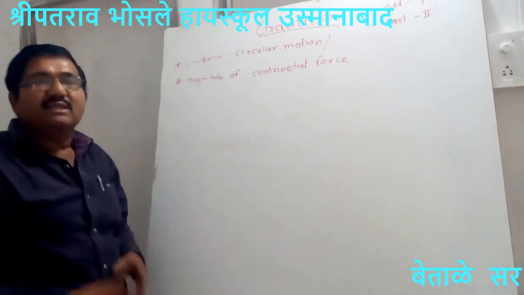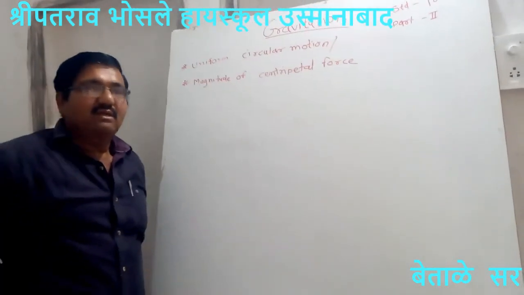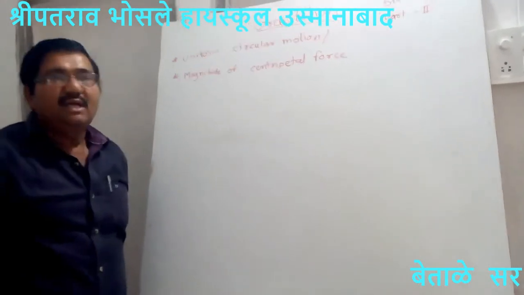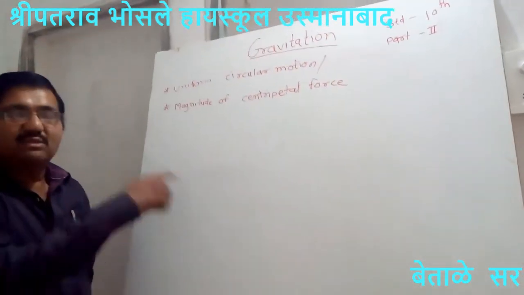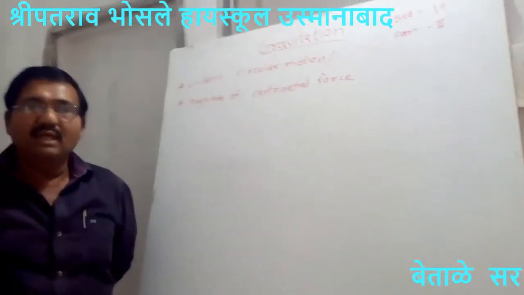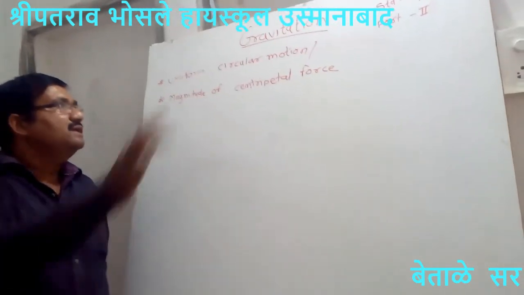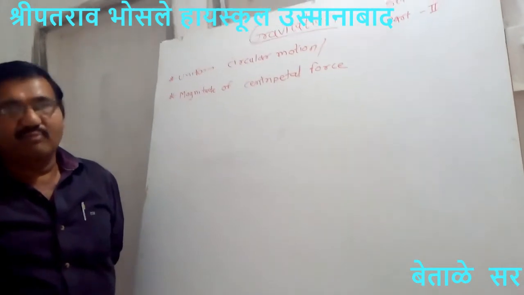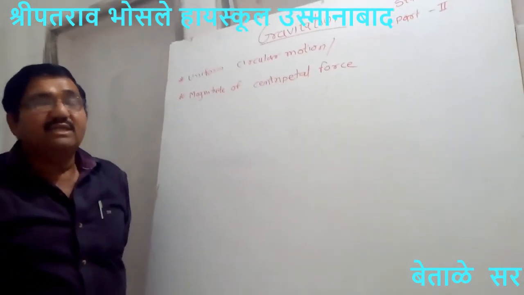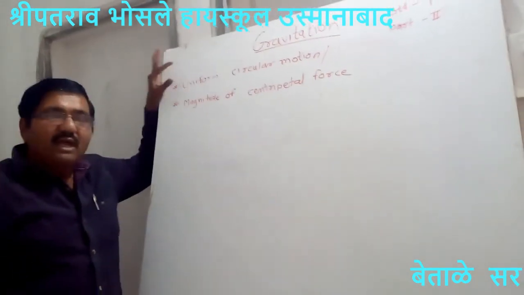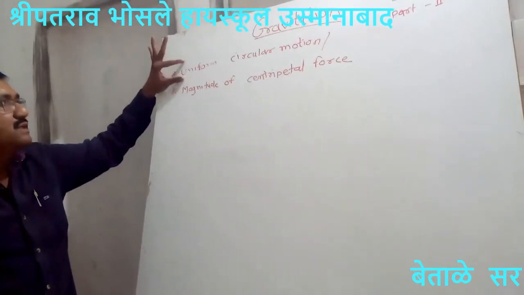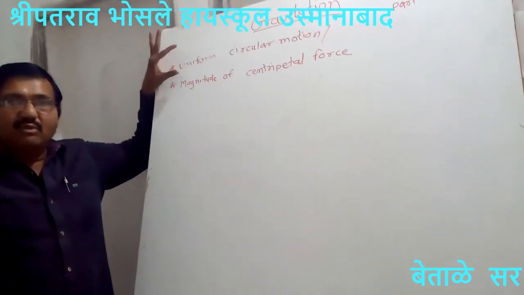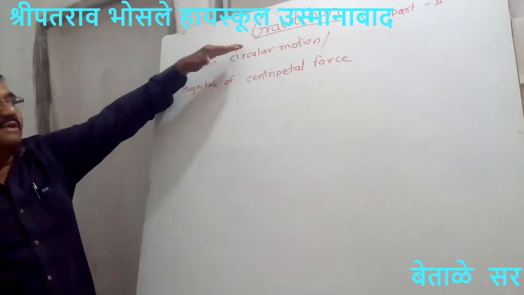It is when an object is moving along the circle, which is known as the circumference. When an object moves along the circumference of the circle, it is known as circular motion. But when this object is moving along the circumference, at that time its speed is constant, and when its speed is constant, it is known as the uniform circular motion. या ठिकाणी आपण ही definition पाहिली.